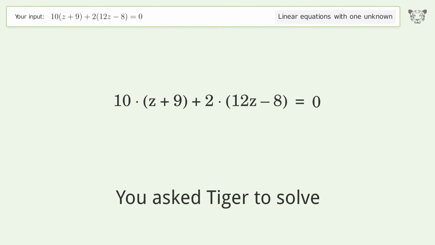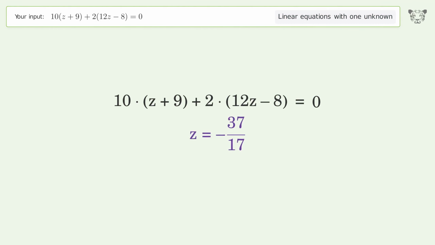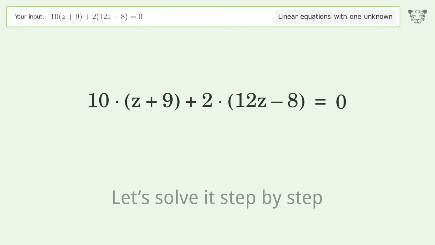You ask Tiger to solve this. It deals with linear equations with one unknown. The final result is z equals -37/17. Let's solve it step by step.